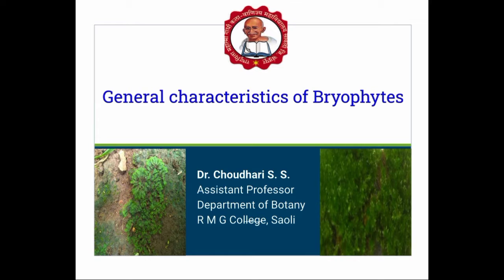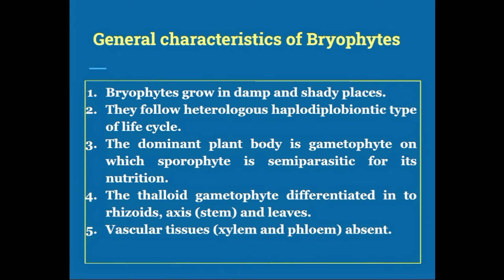So, when we study the general characters of Bryophyta, Bryophytes grow in damp and shady places. Means they are growing in the condition where there is presence of the shade. They follow heterologous haplodiplobiontic type of life cycle. Means these plants or bryophytes complete their life cycle in two different phases or stages, which we call the gametophytic and sporophytic stage. The dominant stage is the gametophyte, on which sporophyte is semi-parasitic for its nutrition. Means sporophytic stage is dependent on the gametophyte.